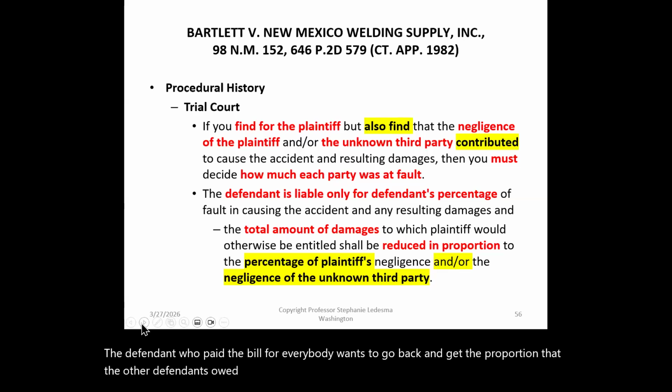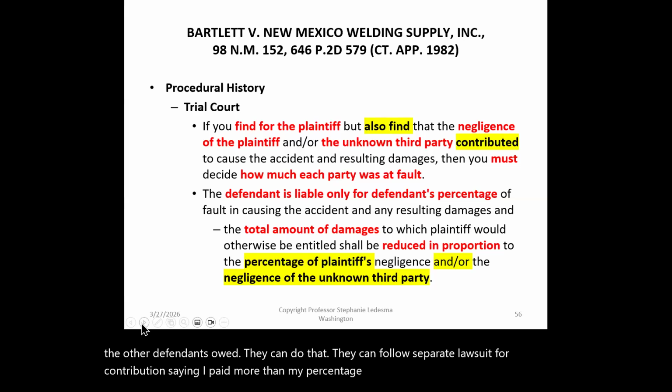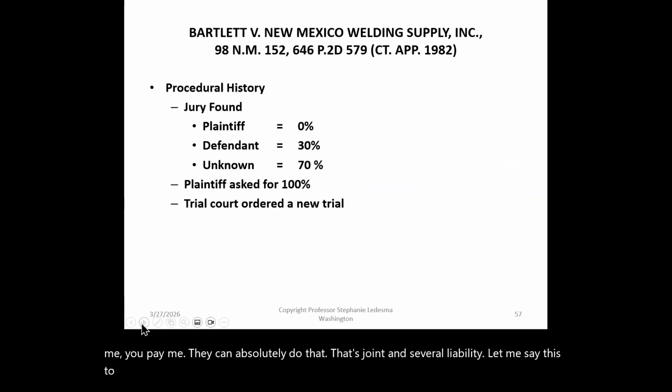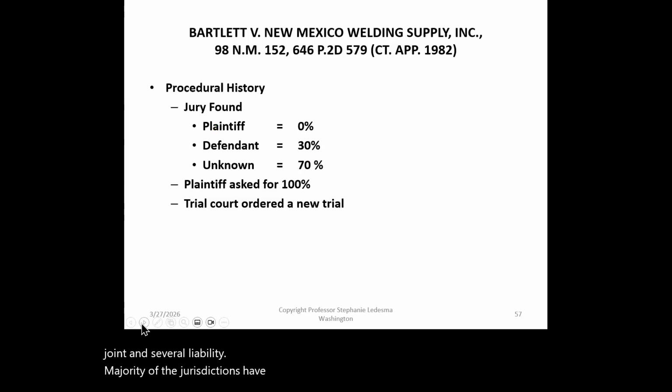They can file a separate lawsuit for contribution saying, I paid more than my percentage. This percentage belonged to you. You owe me, you pay me. They can absolutely do that. That's joint and several liability. Let me say this to you about joint and several liability. The majority of the jurisdictions have abolished it. So that's the extent of what I have to say about joint and several liability.